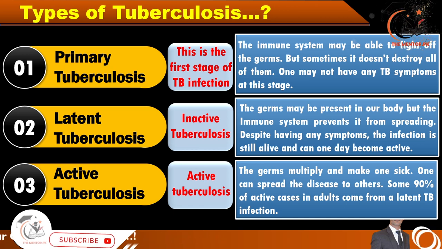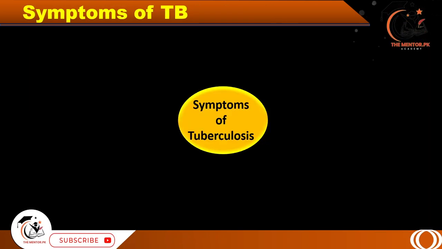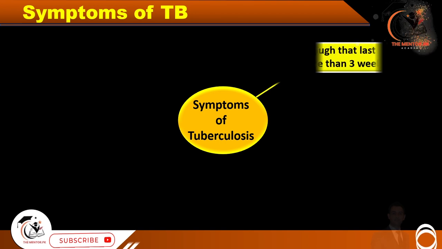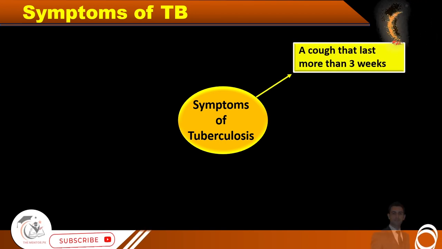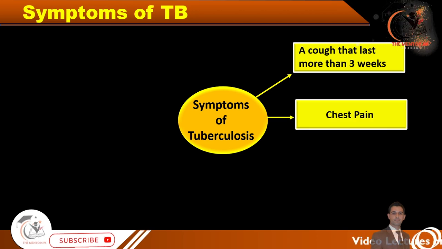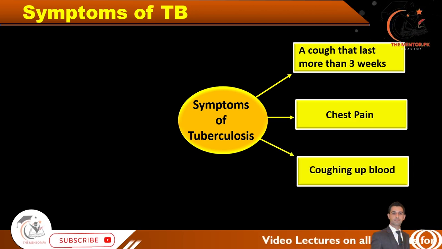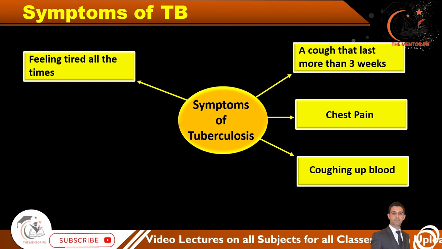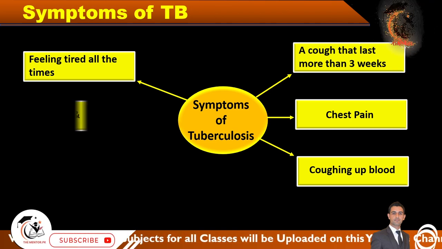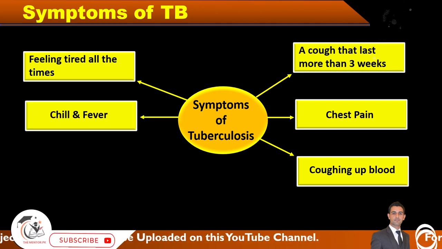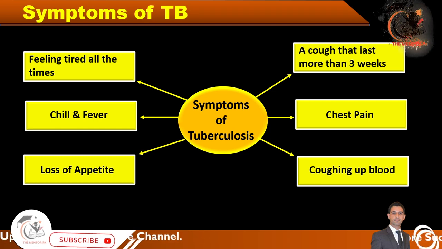Now let's discuss the symptoms of TB. The first symptom is a cough that lasts more than 3 weeks. Others include chest pain, coughing up blood, feeling tired all the time, chills and fever, and loss of appetite.